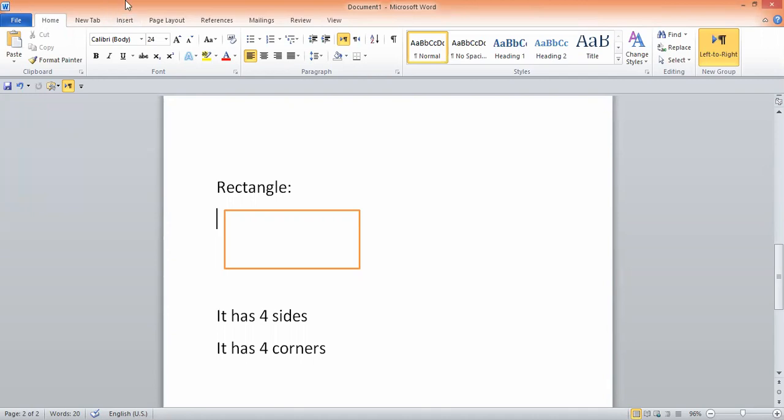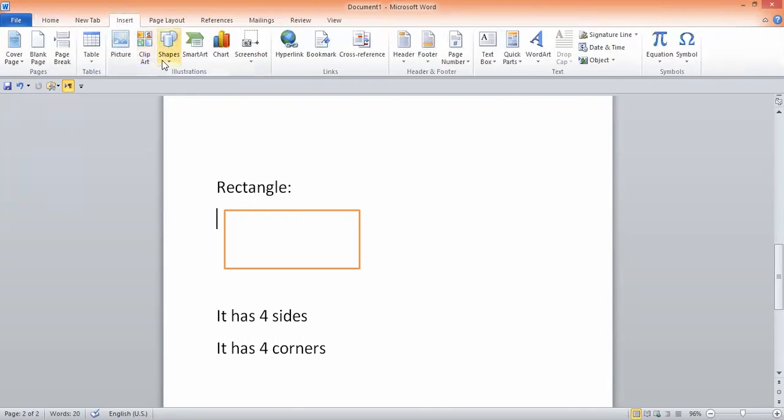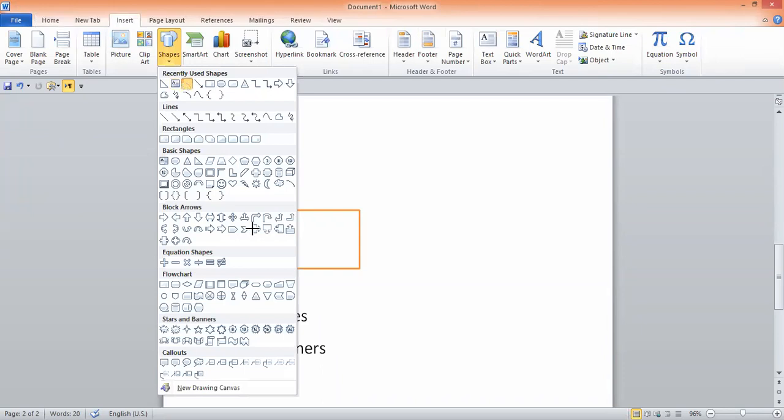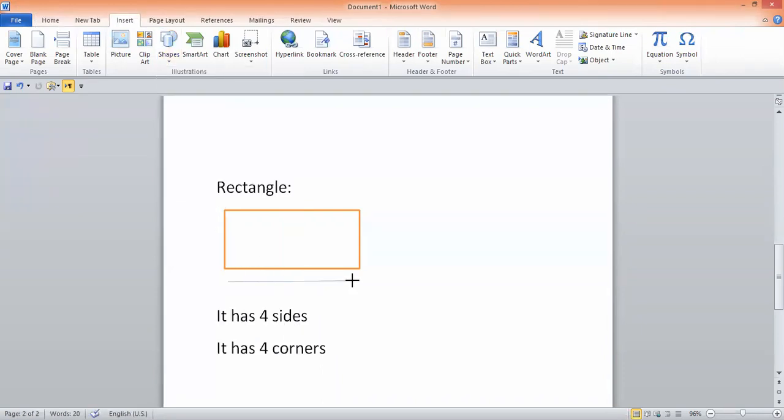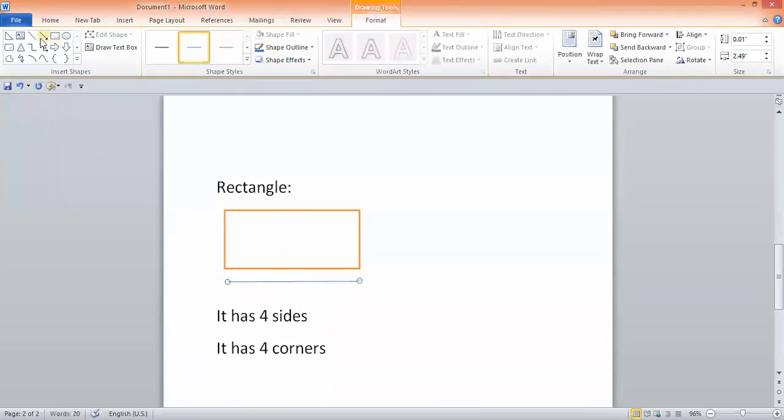Okay. How does it have four sides, guys? I will show you. Look at this side. This is side number one. This is side number two. This is side number three. And this is side number four. So it has four sides.